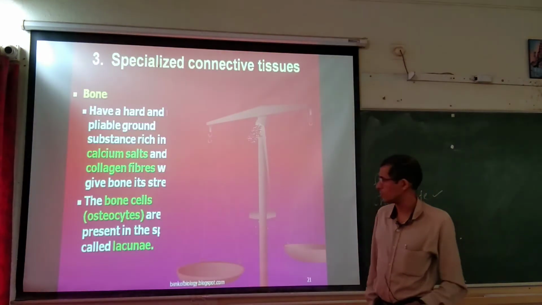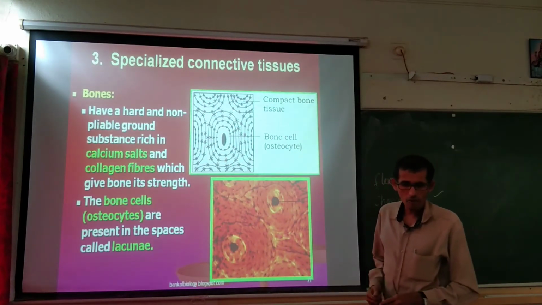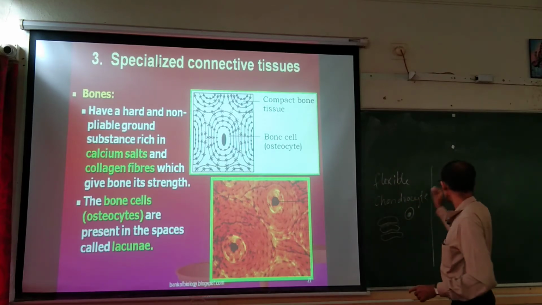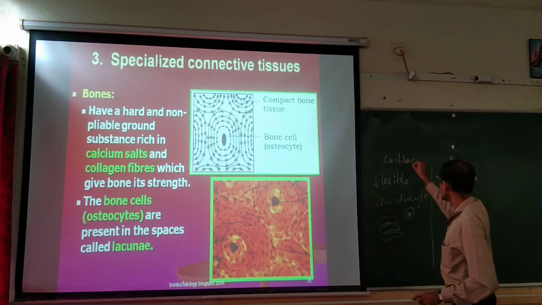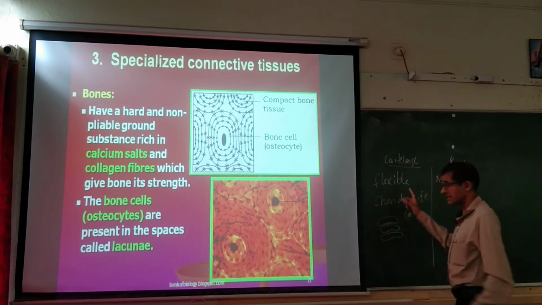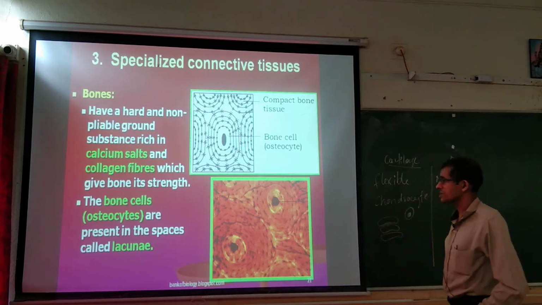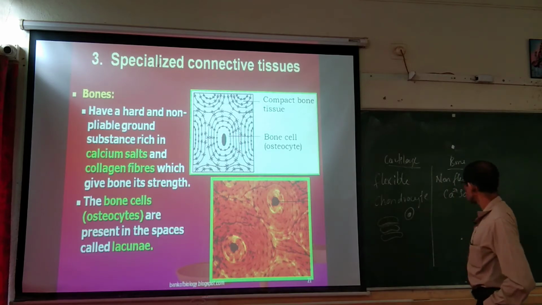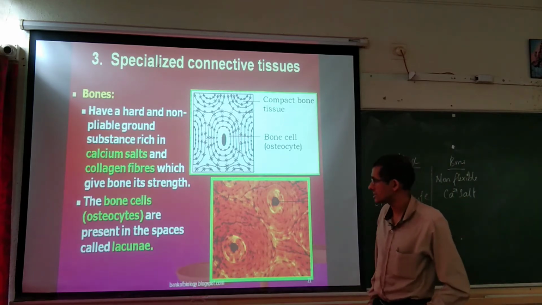Next one, it is bone. So bones, what is the speciality? Bones are hard and non-pliable. It is opposite to cartilage: cartilage is flexible, and this is non-flexible. Bone has a non-pliable ground substance rich in calcium salt and collagen fibers. Calcium salt, Ca2+, is present, along with collagen fibers, which give bone its strength.